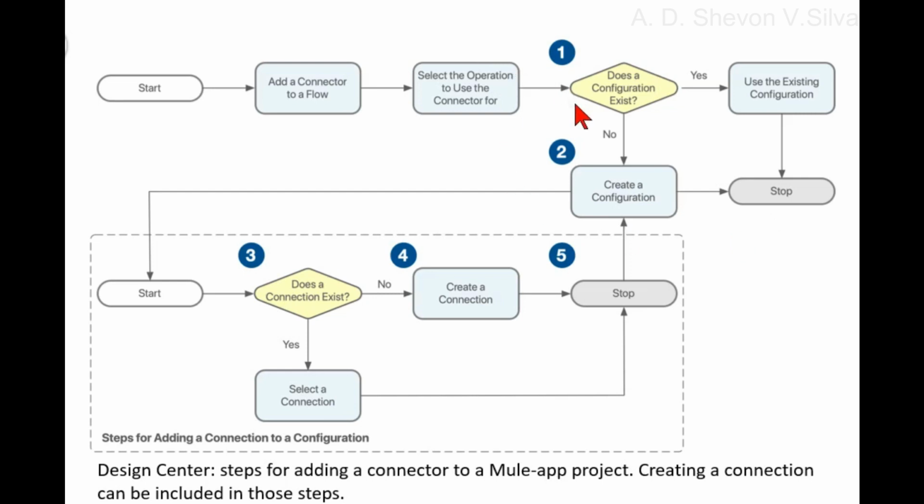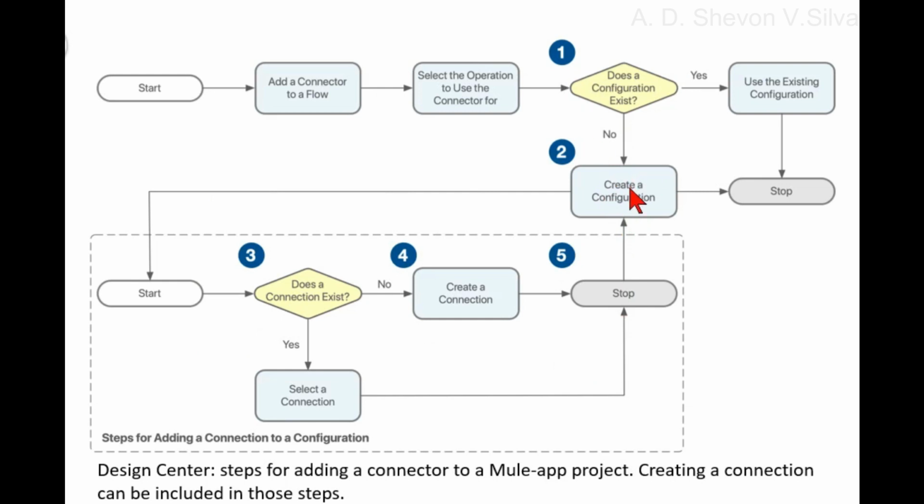One, when you add the connector to a flow, you create a configuration, which is a set of information that includes the connection. If a configuration exists that you can use, then you can simply select it. However, if no configuration exists yet for the connector, and if no existing configuration fits your use case, then you must create a configuration.